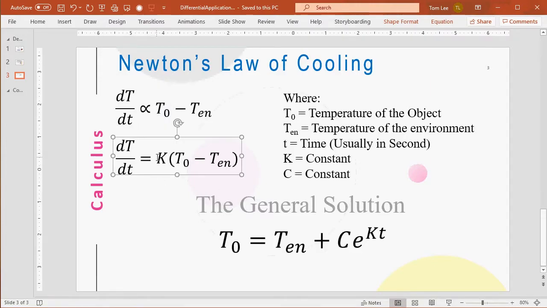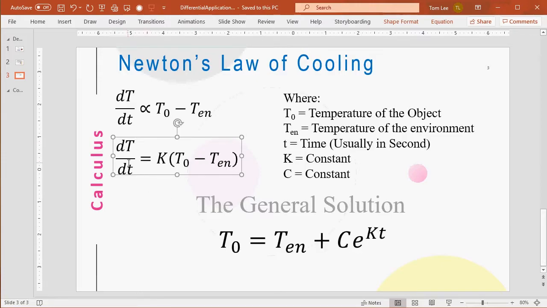The differential equation is dT by dt equals k times (T_O minus T_m). Here, k is a constant, just a number. So this is the differential equation.